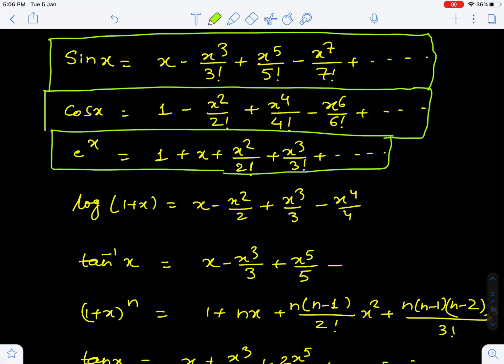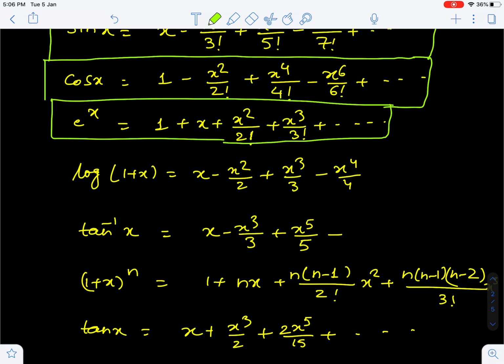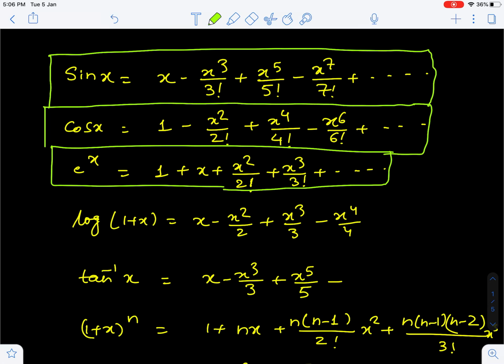So good afternoon everyone. Here I have written some series like sin x, cos x, e to the power x, log x, tan inverse x, 1 plus x to the power n or 10x. So these series are too important in calculus and some portion of trigonometry. But unfortunately, how to remember these series is not taught in class 12th level.